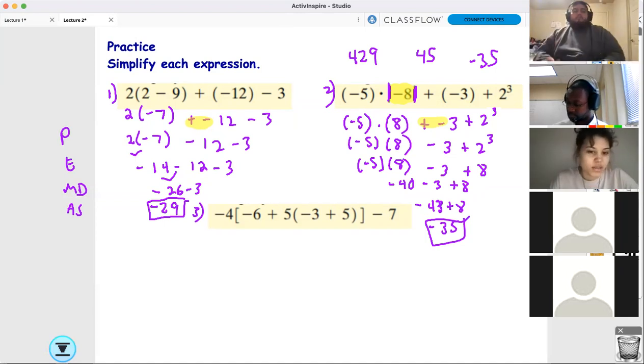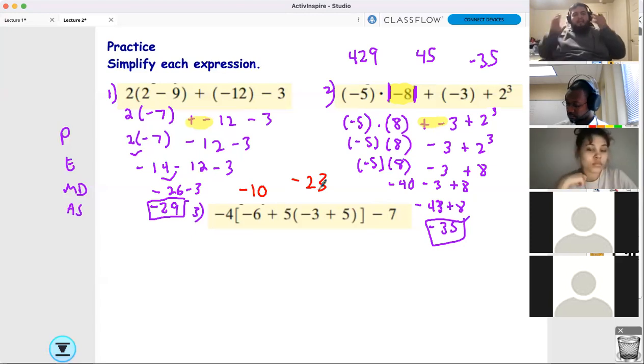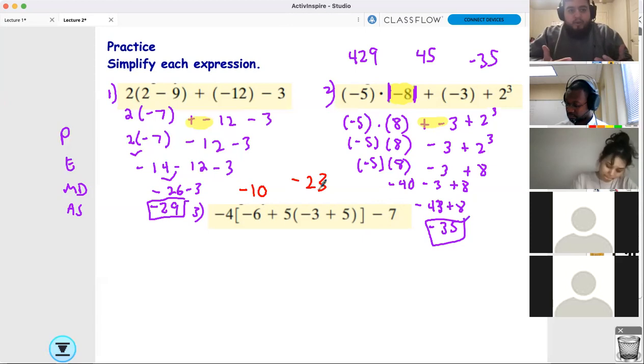I got -10. -10. Anyone else? Let's see what we got in the chat. We have -10. And then we have -23 a couple times. Interesting. See, for me, I love it when we get different answers because it allows me to work it out with you and everyone gets on the same page as we fix this, okay?